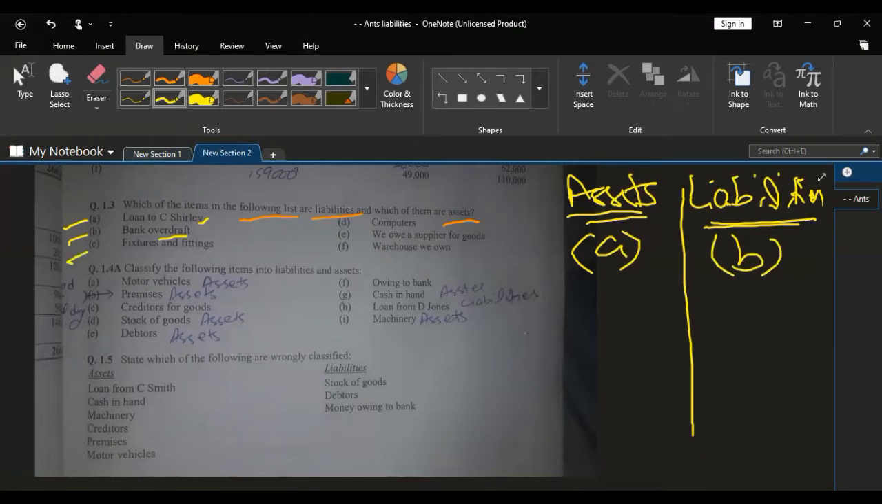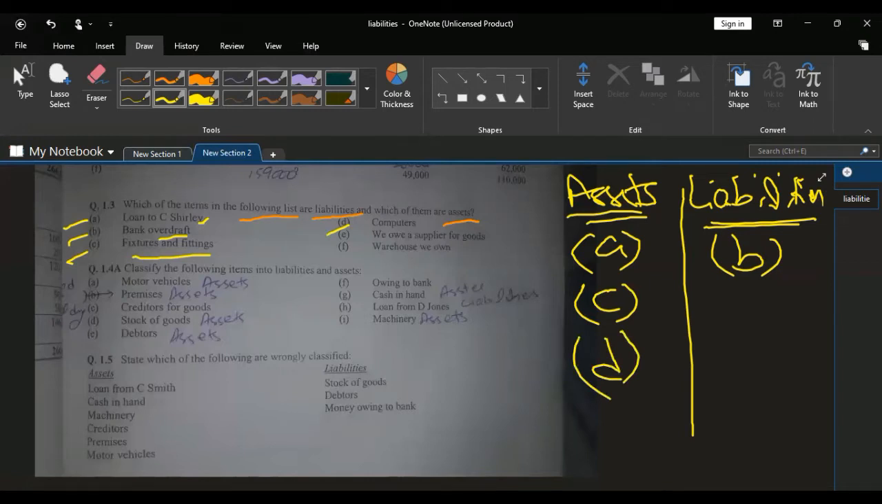The third one is furniture and fittings. Furniture and fittings are our assets that will provide benefit to us or our business in the future. So they are assets. The next one is computers. Computers are the assets of a business because they will provide benefit to the business in the future time period. So they are also assets.